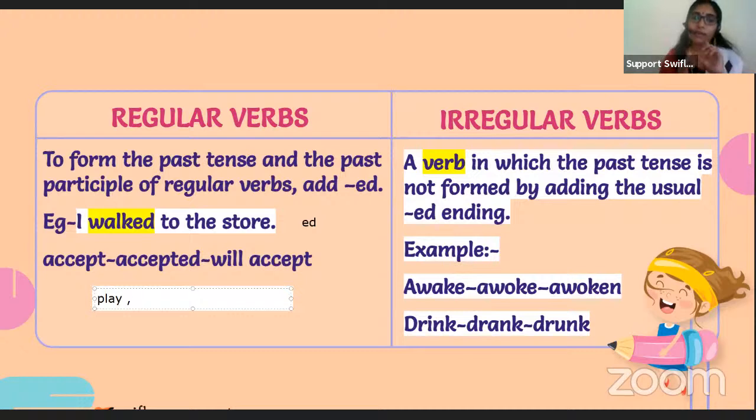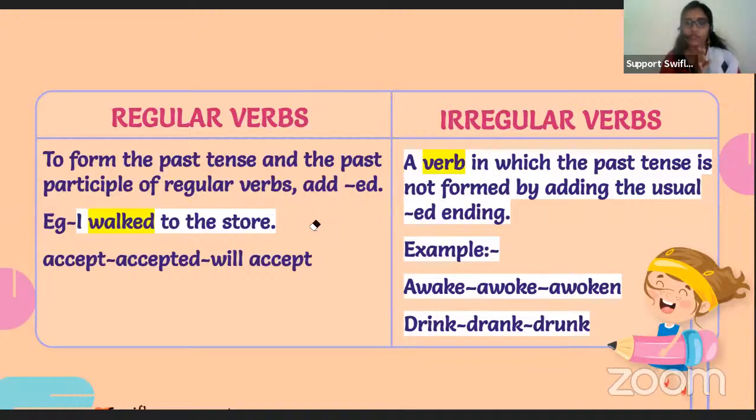So what can be the past of this regular verb? What do we do to make it past? We add ed, right? So played. This is also a regular verb. So accept, walk, play are all examples of regular verbs. So let's move on to the irregular verbs.